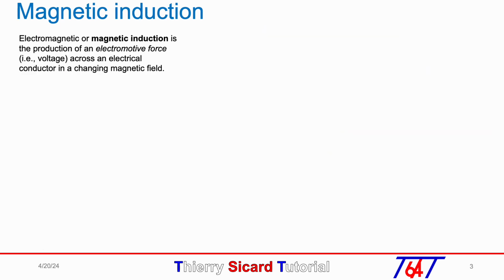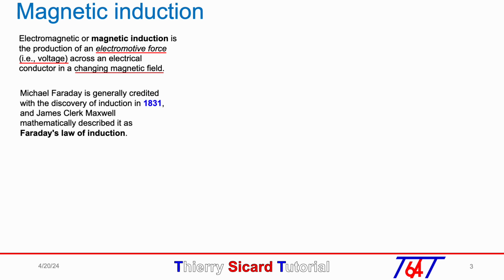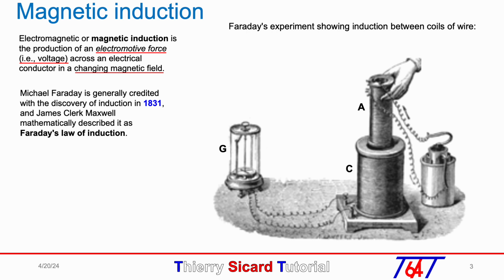The definition of magnetic induction is the production of an electromotive force, so a voltage, when we have a magnetic field variation. Faraday is credited with the discovery of induction in 1831, and James Maxwell mathematically described it as Faraday's law of induction. The Faraday experiment is as follows.